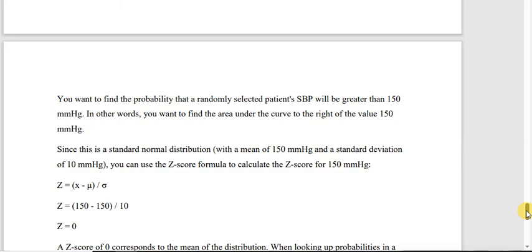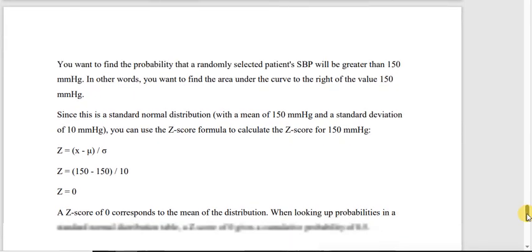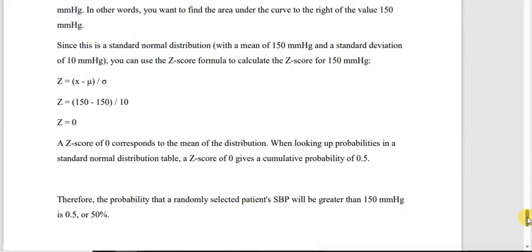You don't have to worry. In your Z formula, you substitute everything, and you'll get a Z score of 0. A Z score of 0 corresponds to the mean of the distribution. So when looking up the probability in this case, the cumulative probability will be 0.5. That is the probability that a patient is likely to have a value greater than the mean. Even if you look up this Z score from the Z table, you should also get the same probability.